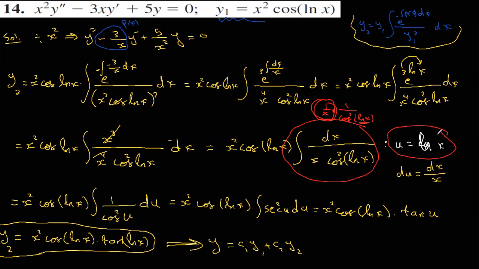I have a question. In the final solution for y2, can we simplify it even more by letting tan ln x equal sine ln x over cosine ln x? Yes, great, Lubna. So look, Lubna said, Professor, tan x is sine over cosine. So I can cancel cosine with the denominator of cosine here, and it will be only x squared times sine ln x. You are right, Lubna. Great. Other questions?